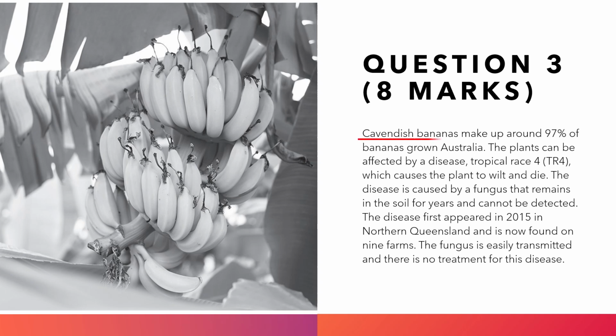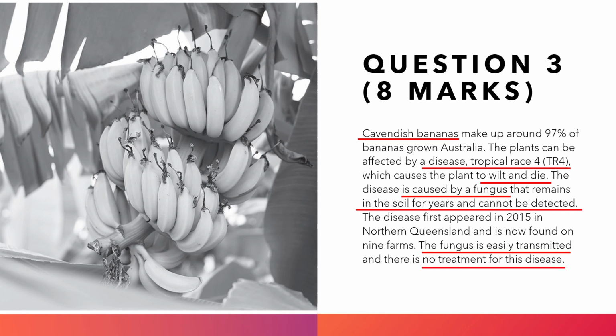Cavendish bananas make up around 97% of bananas grown in Australia. The plants can be affected by a disease, tropical race 4, TR4, which causes the plant to wilt and die. The disease is caused by a fungus that remains in the soil for years and cannot be detected. The disease first appeared in 2015 in northern Queensland and is now found on 9 farms. The fungus is easily transmitted, and there is no treatment for this disease.